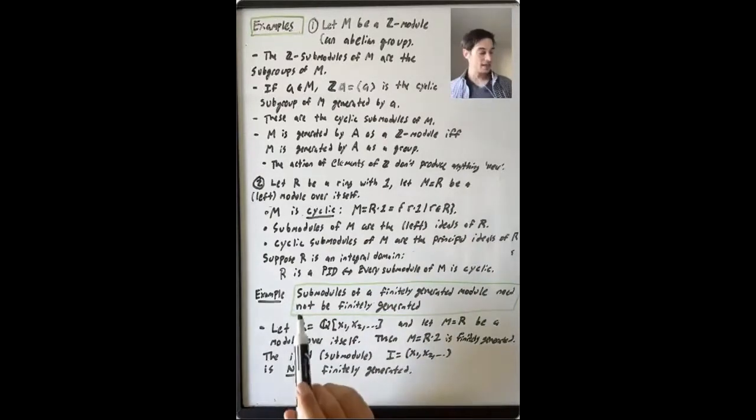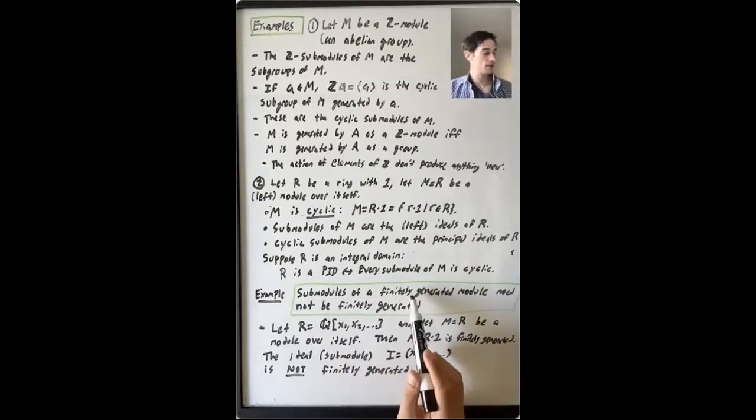Okay, I want to give an example that is a really good one to know, because this is a statement that sounds plausible that just isn't true. So you might think that if you have a finitely generated module, its submodules must also be finitely generated. But that is not true. And this setup gives a really good example of this, and this is one that you should remember. Submodules of a finitely generated module need not be finitely generated.